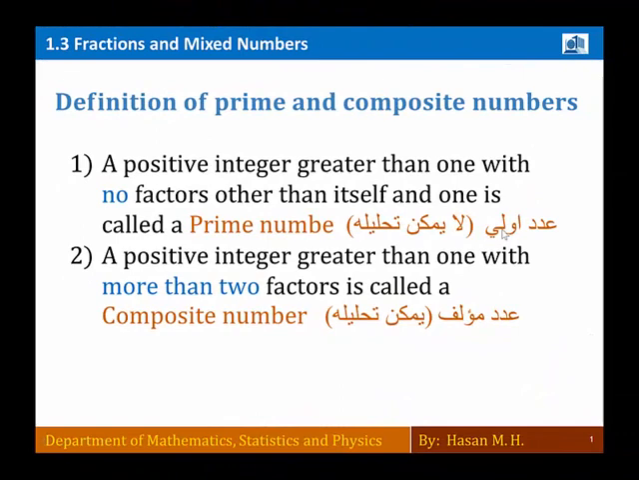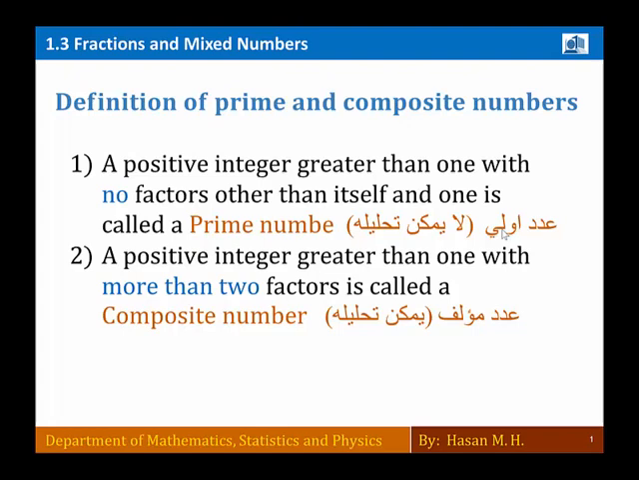Definition of prime and composite numbers. A positive integer greater than 1 with no factors other than itself and 1 is called a prime number. In other words, a positive integer greater than 1 that has no positive divisors other than 1 and itself is called a prime number. For example, 5 is a prime number.